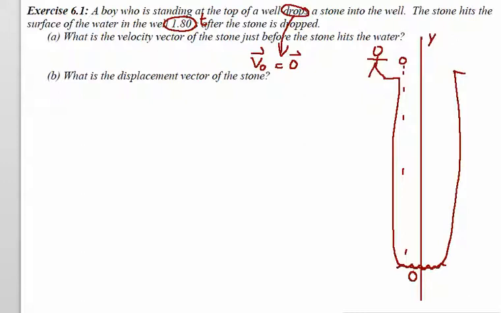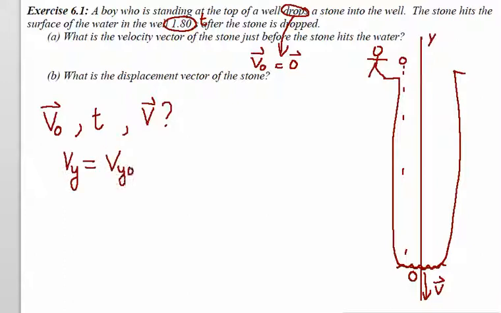Question A. What is the velocity vector of the stone just before the stone hits the water? So what you want to know is the velocity right here, v. So you know v initial, you know the time, and you want to find v. So which equation are you going to use? You can use this one. Vy is Vy initial plus Ay times t.